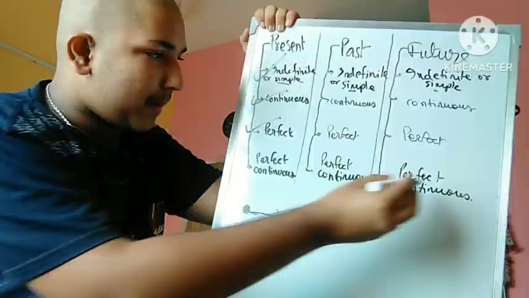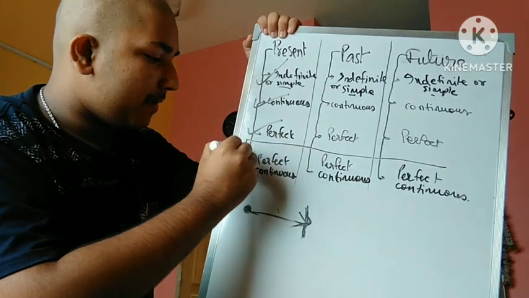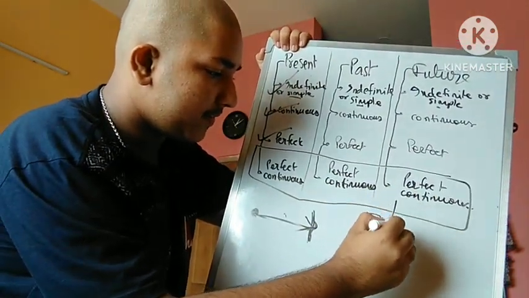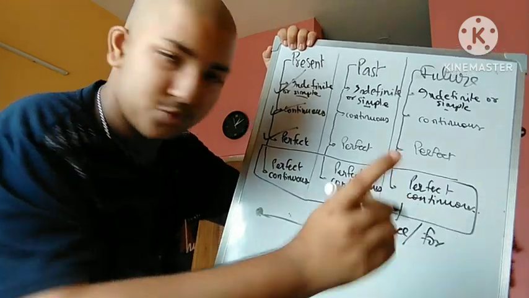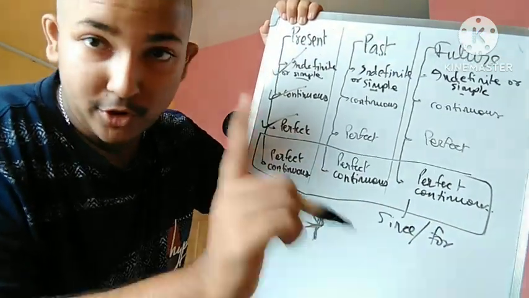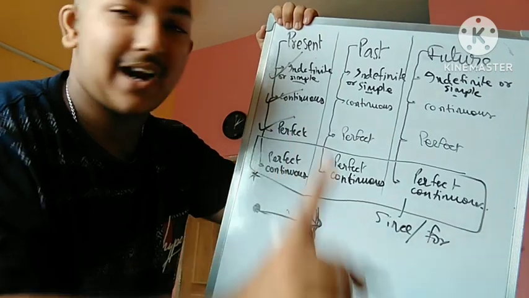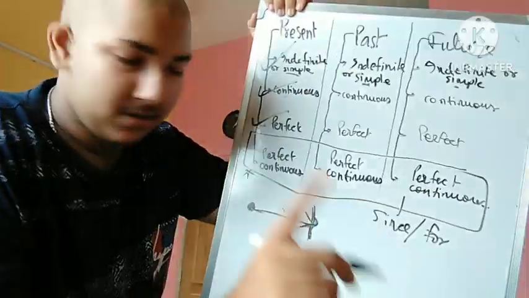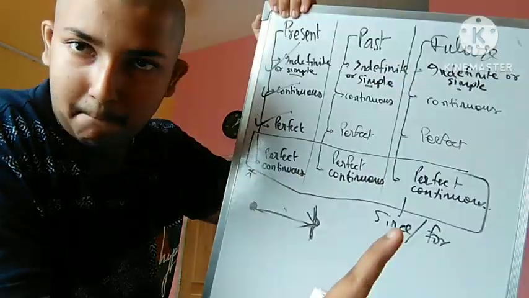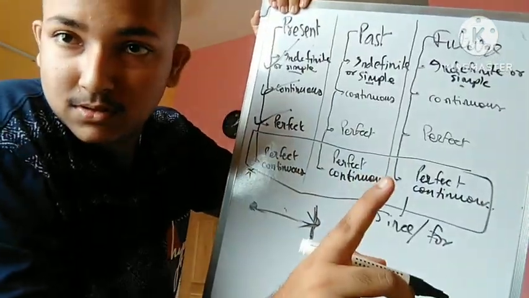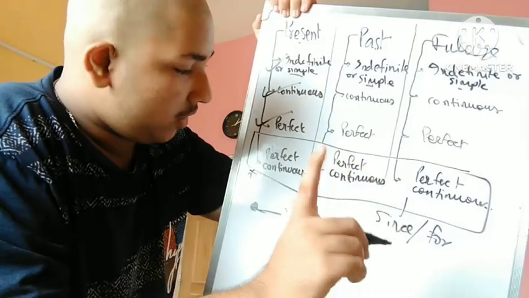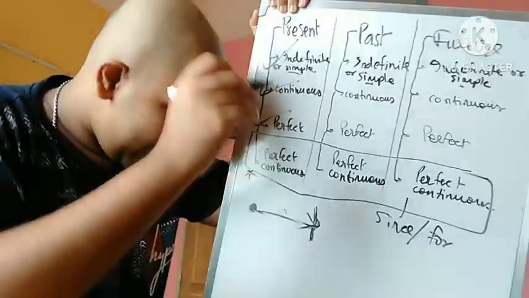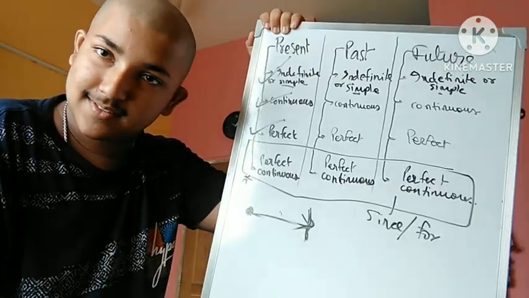In this particular type of tense, always remember, since or for will be used. Very, very important concept. Make it start. I have been teaching for 10 years. I have been teaching since 10 years.